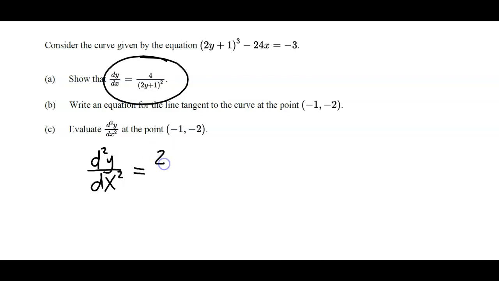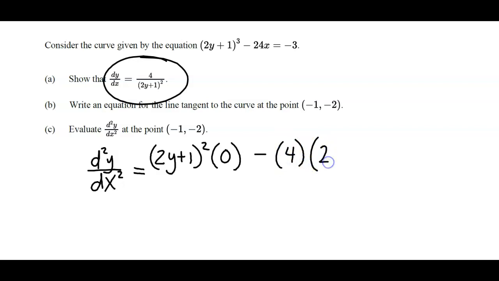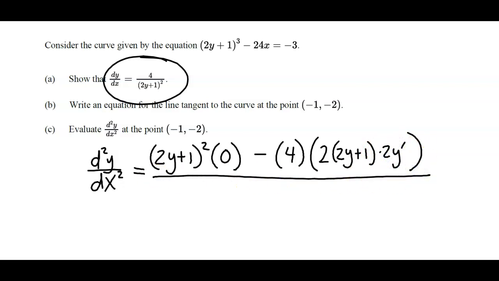So it's low d high minus high d low. Now, taking the derivative of the bottom requires the chain rule. Draw a line, square below. It's already squared, so we're squaring it again.